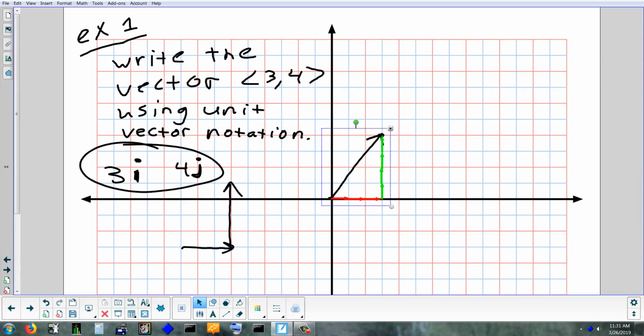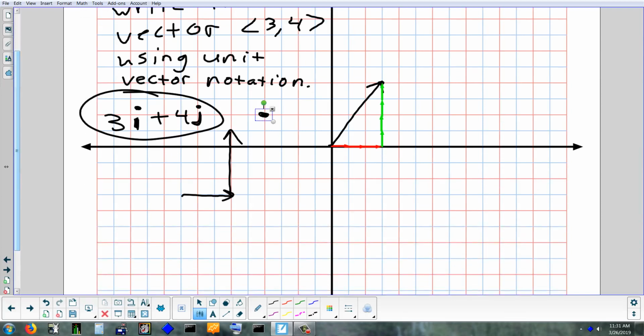So, add them. So that's the last way that we're going to learn how to write vectors. That's called unit vector notation. 3i plus 4j. Now it could be a minus, like if you had to go over here. Well, now you would need negative i's. You would need negative 1, 2, 3, negative 4i plus 2j. That one would be up here.